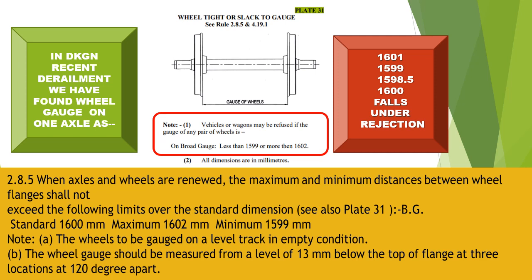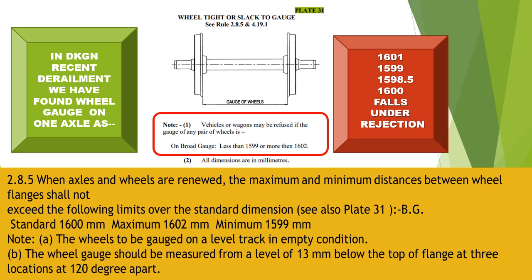Plate 31 of IRCA Part 3, wheel gauge tight or slack, and the rule for reference is 2.8.5 and 4.19.1. It reads, vehicles or wagons may be refused if the gauge of any pair of wheels is, on broad gauge, less than 1599 or more than 1602.